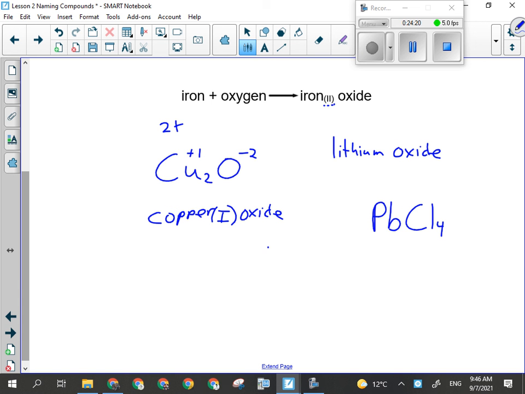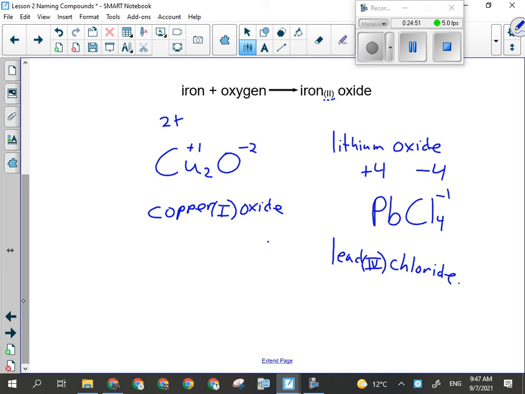Right, so in this case, I would need to write, which one is it? Lead 2 or lead 4? Lead 4, yeah. Because chlorine's always a -1, and there are 4 chlorines, so that gives me 4 negative charges in total. I need to get 4 positive charges, and I only have 1 lead to get it from, so this is the lead with the 4+ charge, lead 4 chloride.